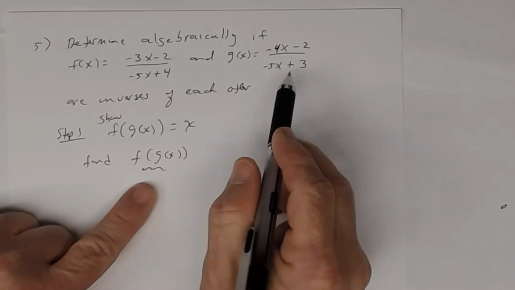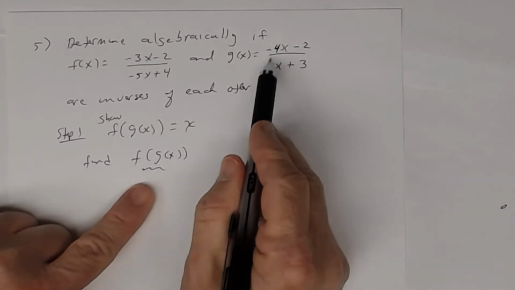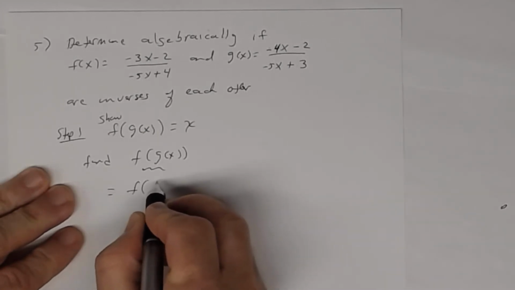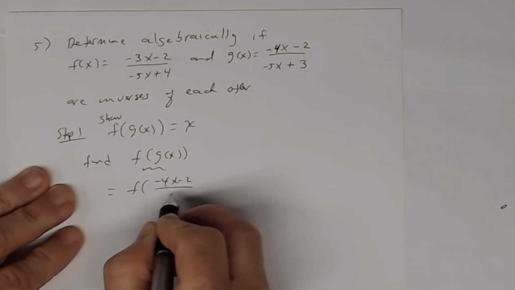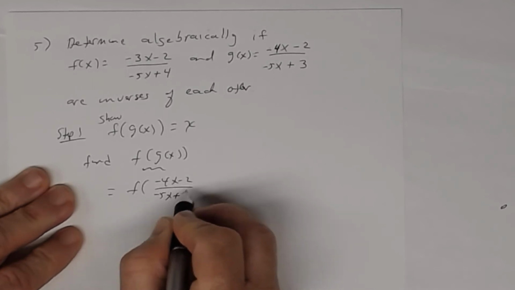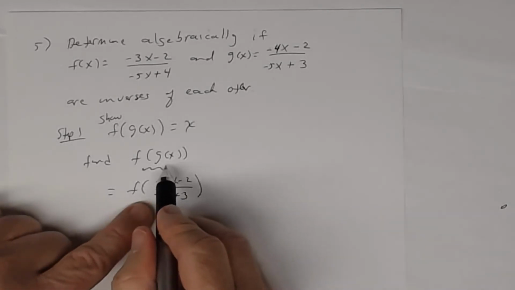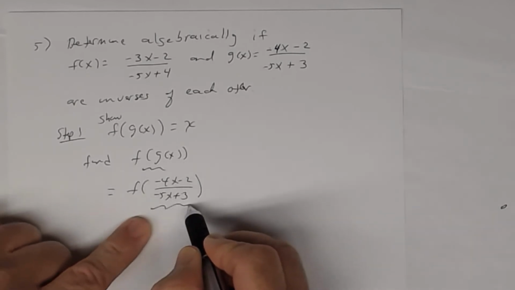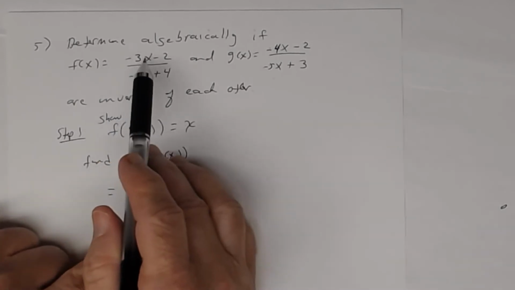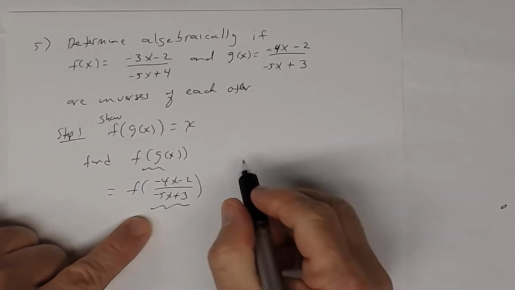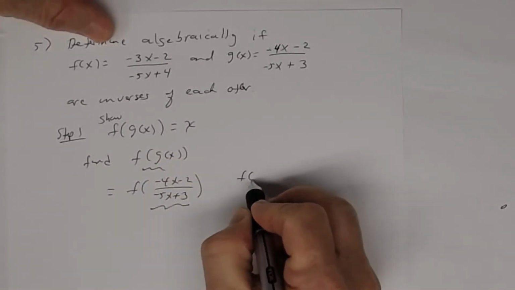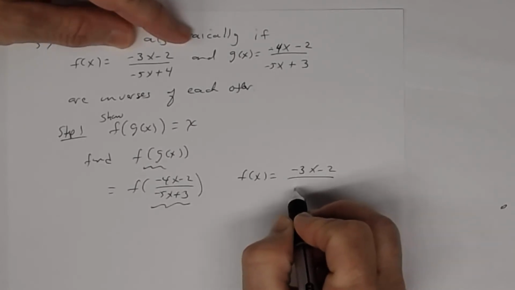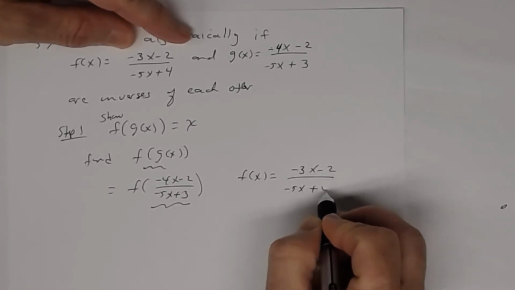So remember, that's g of x. So in place of g of x, I'm going to substitute this right here. So it becomes f of negative 4x minus 2 divided by negative 5x plus 3. Okay, so remember, that's g of x, right? So that's all I did. Now I'm going to take this right here, and I'm going to go to my function f, and where we see the variable, I'm going to substitute that. So let me go ahead and rewrite that function over. So here's my function f, negative 3x minus 2 divided by negative 5x plus 4.